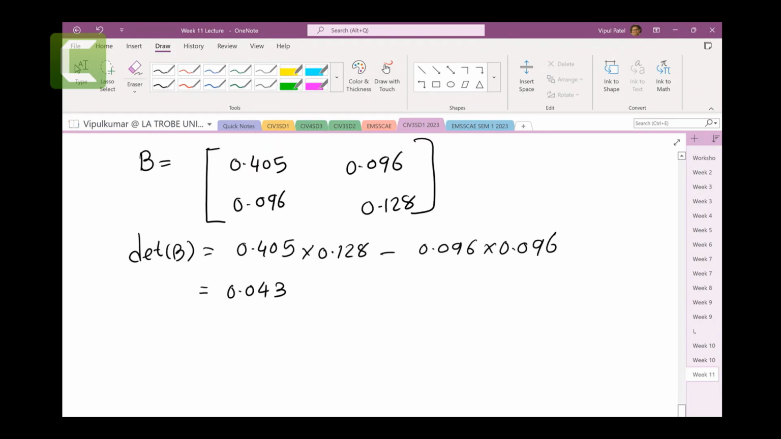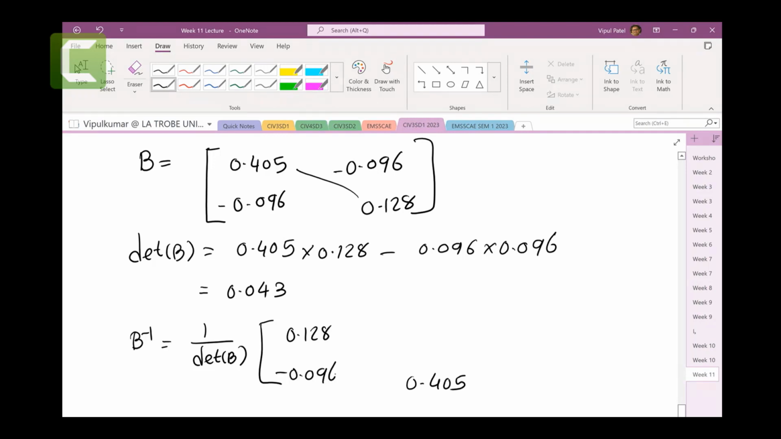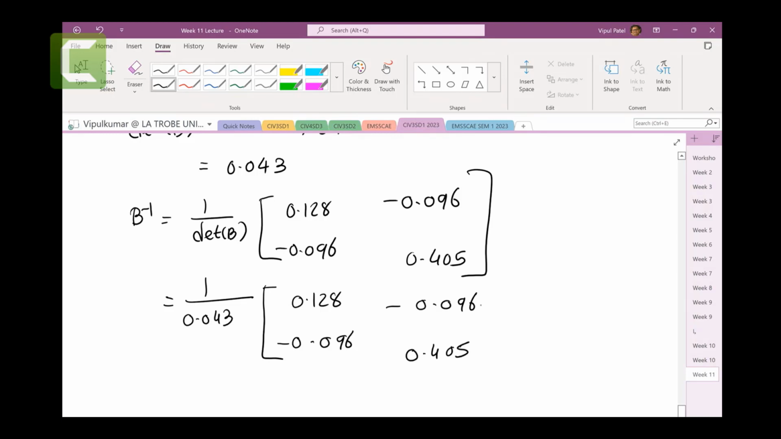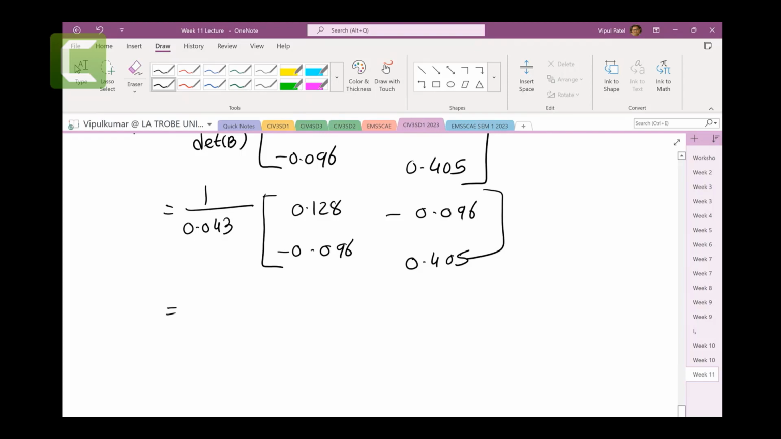And to find the B inverse, we have 1 over the determinant of B, and we swap these numbers on the diagonal. And then we put the minus in front of the off-diagonal numbers. We don't need to swap those, we just put the minus in front of them. So 1 over that, 0.128, 0.096 minus 0.405. So we divide these numbers by the determinant.